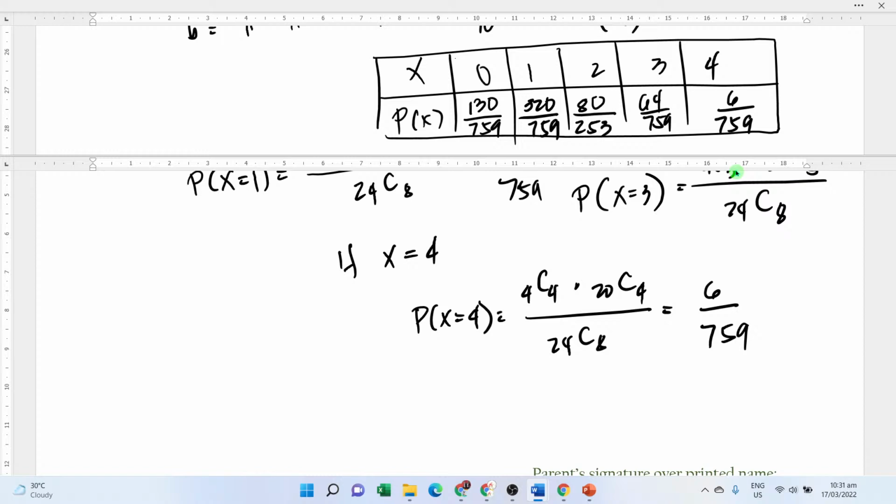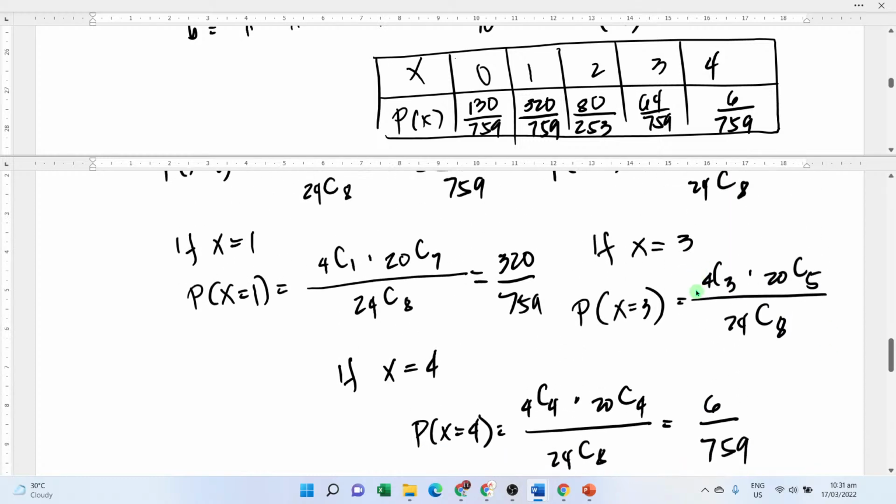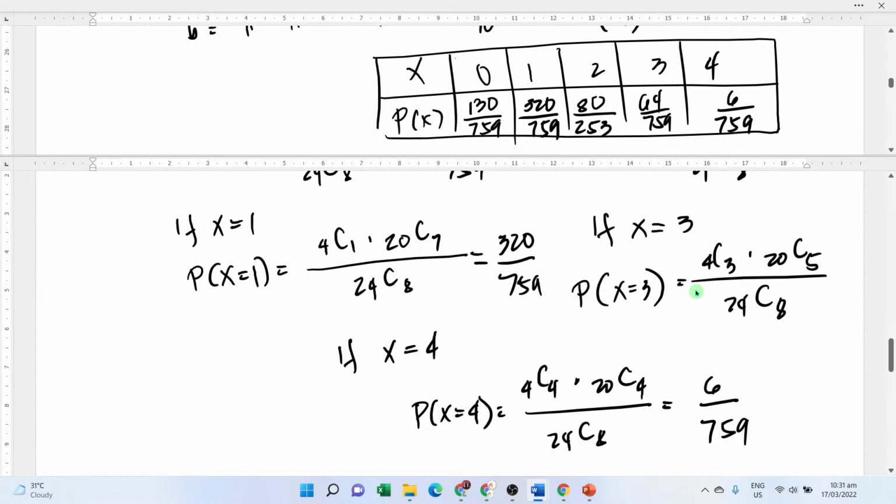64, 130, 320, 240, 64. It's not equal to 1. Okay? Let us verify. Tignan nga natin yung x equals 3. Hindi ko kasi siya kinumpute kanina.